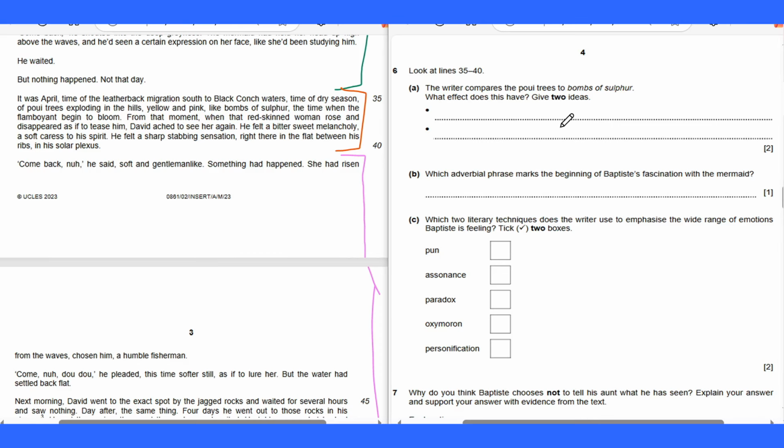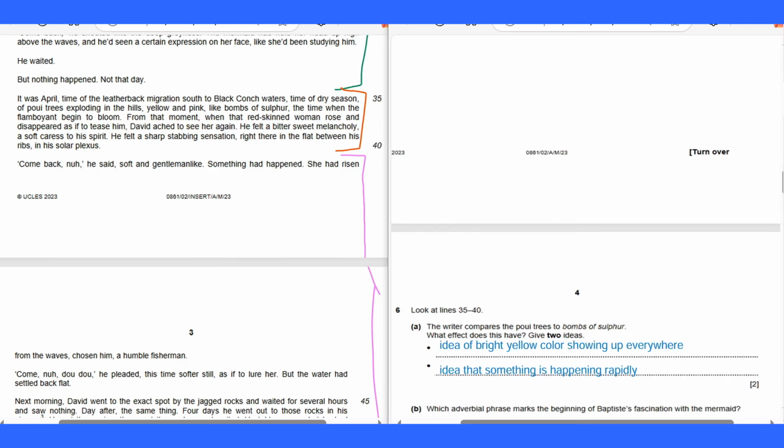Okay, let's check out the answer, guys. This is just an example of a correct answer. Idea of bright yellow color showing up everywhere. Here, the poetry is exploding in the sea, in the hills, yellow and pink, like bombs of sulfur. Second idea, that something is happening rapidly. So poetry exploding.